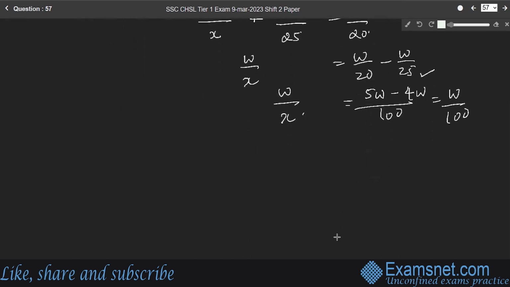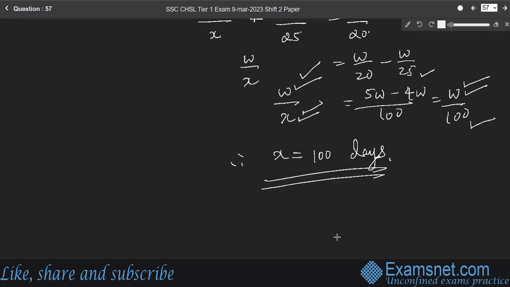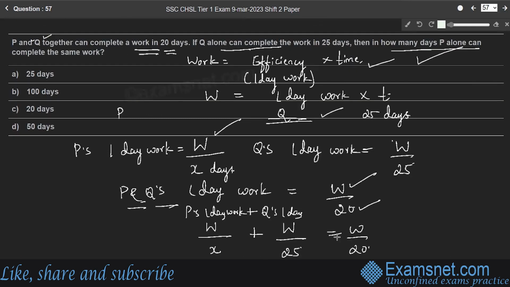This means W by X means P takes X number of days to complete W amount of work. So the RHS means P takes 100 days to complete W amount of work. Therefore, X is equal to 100. So P takes 100 days to complete W amount of work. Therefore, option B is the right answer.